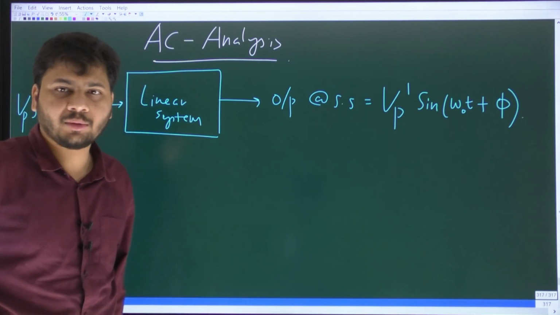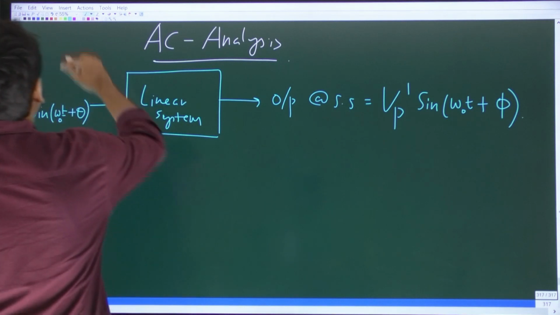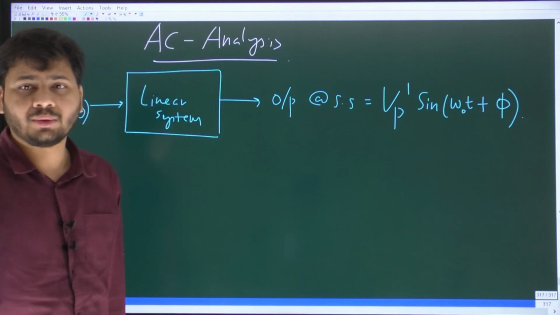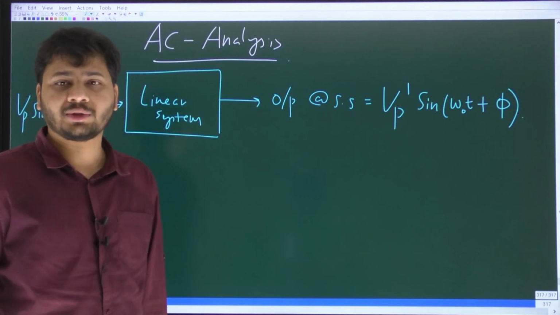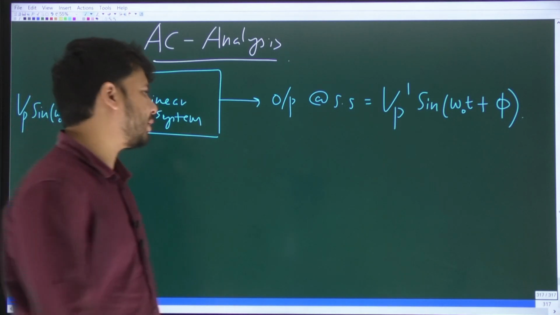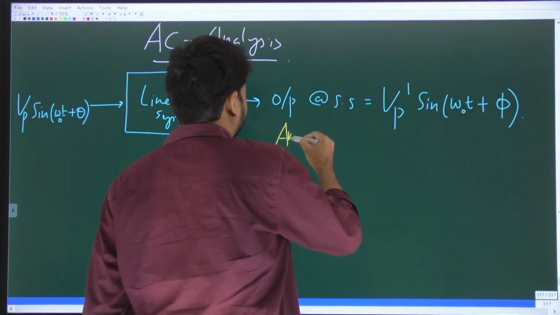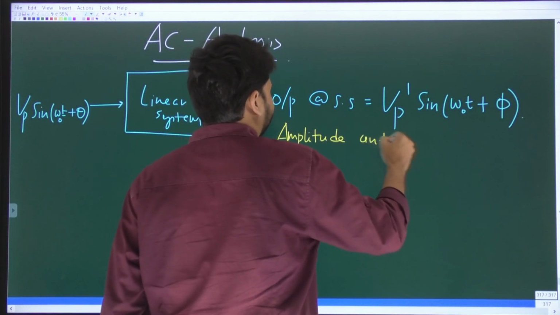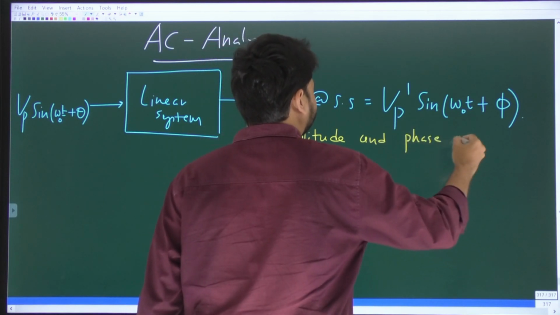Amplitude and phase will get modified. Okay, I'll just write it. So when a sine wave goes through a linear system, it will come out as a sine wave at the same frequency with its amplitude and phase getting modified.